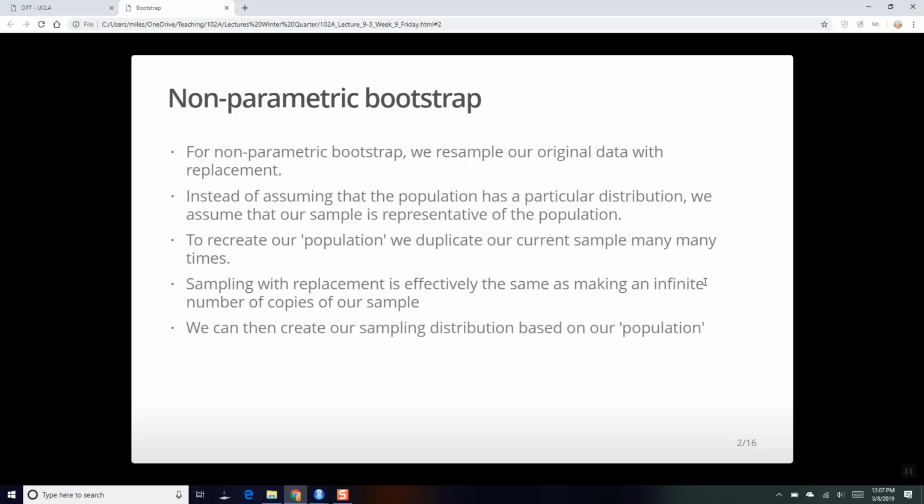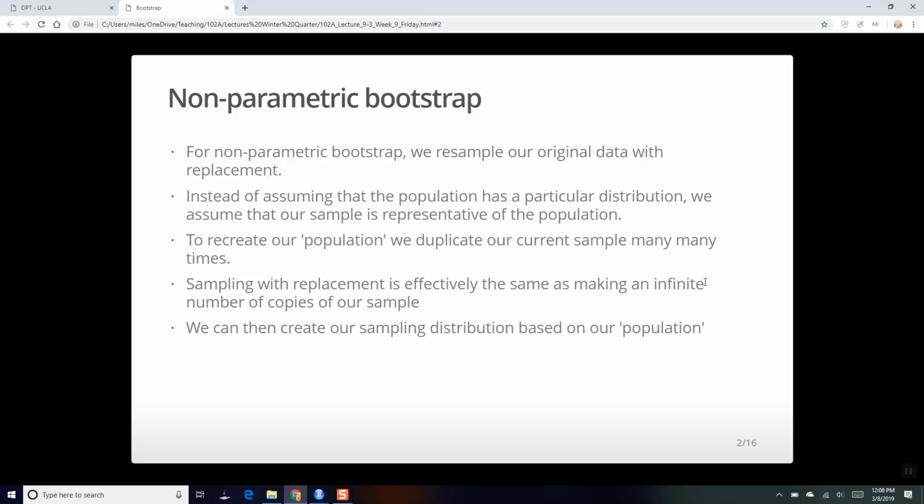In non-parametric bootstrap, we do not make those kinds of assumptions about the population. Instead, we assume that the random sample that we have is representative of the population. And so to recreate our quote-unquote population, all we do is duplicate the random sample that we have an infinite number of times, and that produces a pseudo population. And then we can draw from that population to generate a sampling distribution.